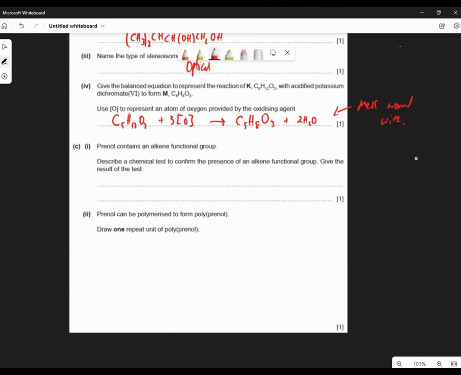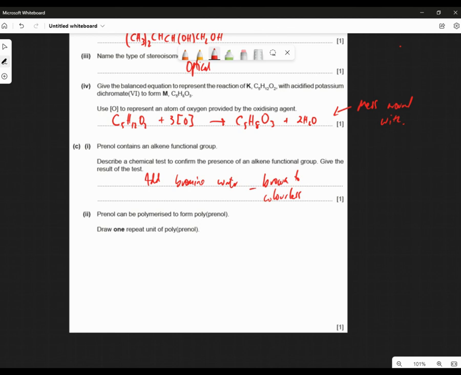Prenol contains an alkene functional group. Describe a chemical test to confirm the presence of an alkene functional group. Give the test and the result. Well, obviously this is the bromine water. We add bromine water, and it turns it from brown to colorless. That's what bromine water does.